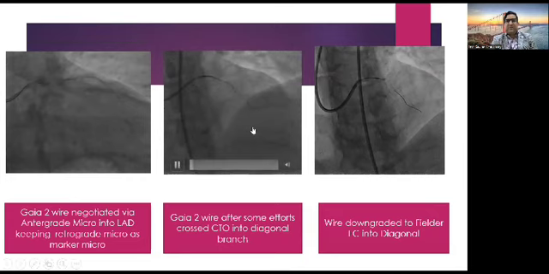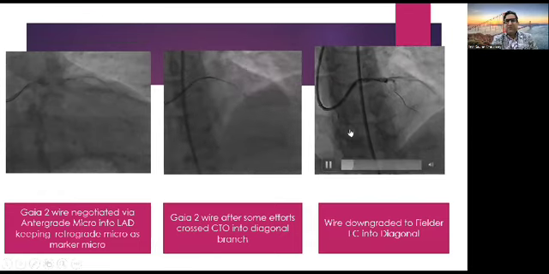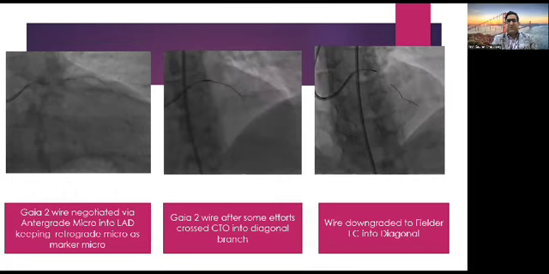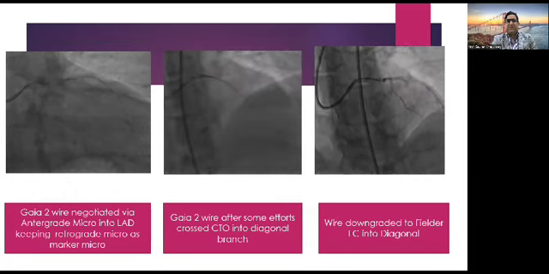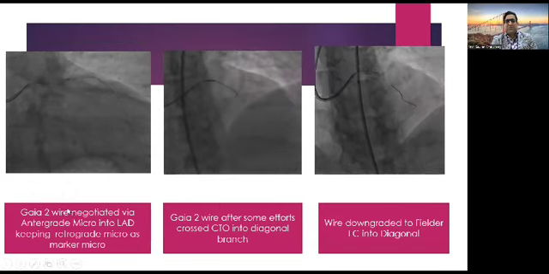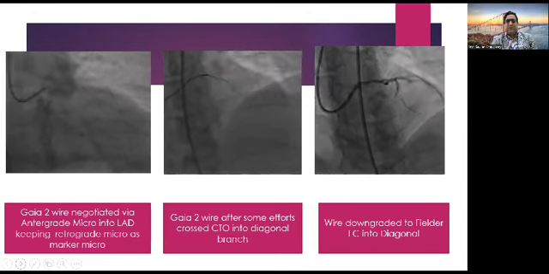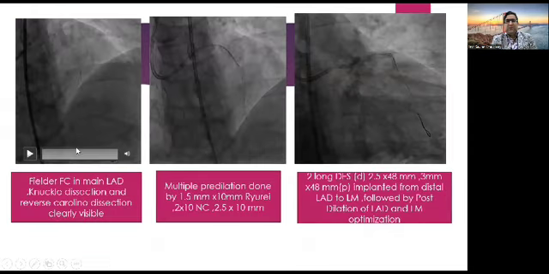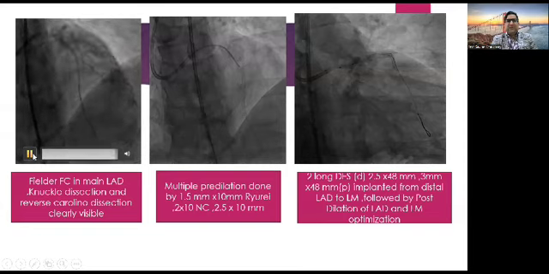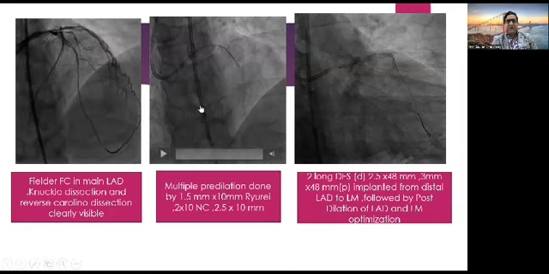After some efforts, various wires were tried, and we tried to negotiate this wire into the diagonal. That means we were able to cross the CTO segment, and now we downgraded to the Fielder FC, and we tried to come into the lumen. So probably Fielder FC in the main LAD, and we could see the dissections created by this knuckle as well as the CART.